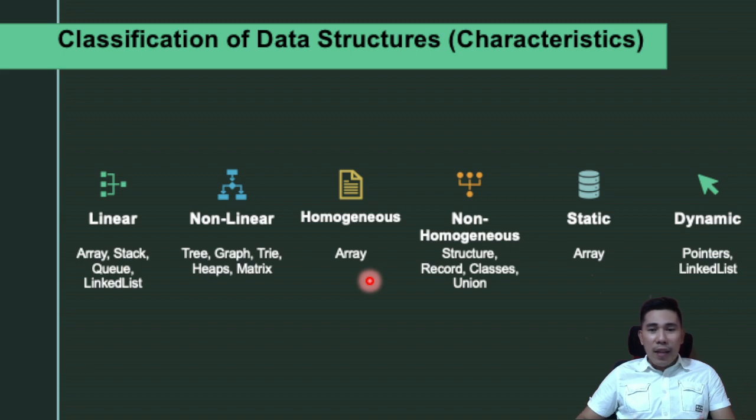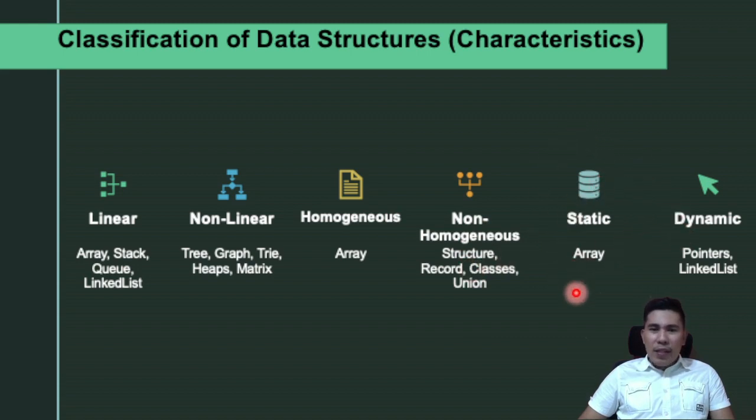Now, homogeneous data structures means that all the elements are of the same type. The best example of that is an array. And for a non-homogeneous data structure, the elements may not be of the same type. Some of these are concepts that can be found in C++, like structure, record, and union, and also classes. In Java, it's all about classes or enum, or enumeration.